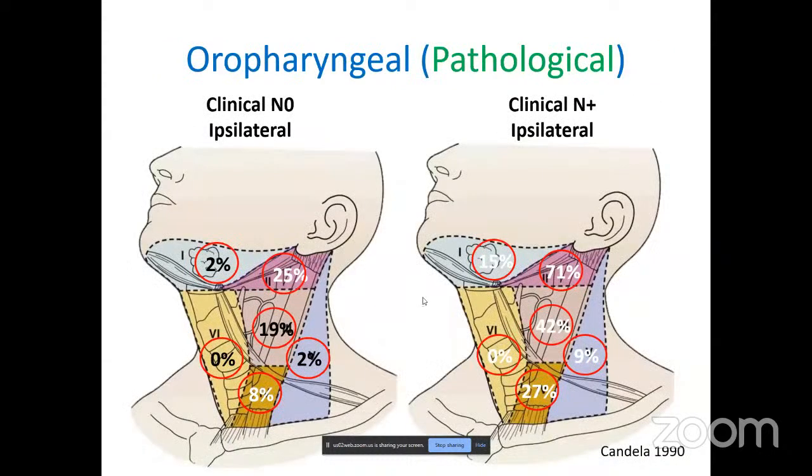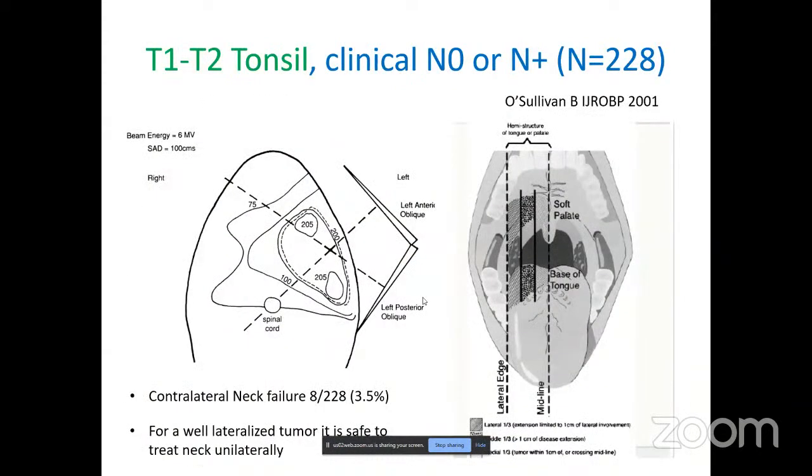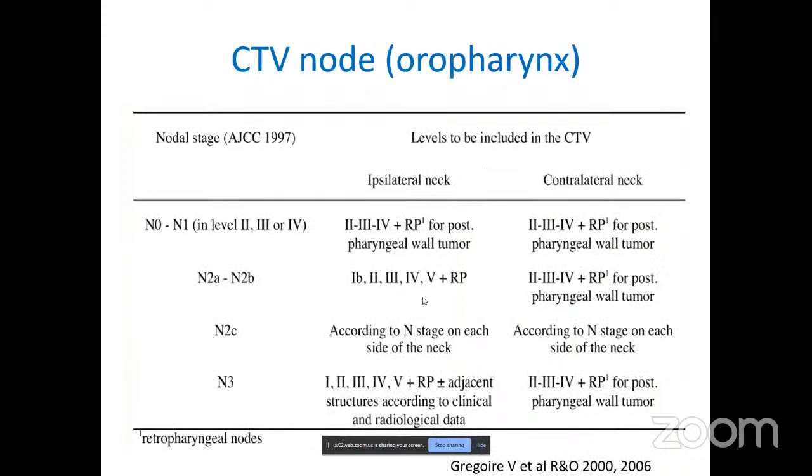So most of the time we treat oropharyngeal tumor or hypopharyngeal tumor bilaterally, except in one situation, in early tonsillar lesion. There the chance of contralateral nodal involvement is less, and there we can consider ipsilateral nodal treatment only. So these are the CTV.